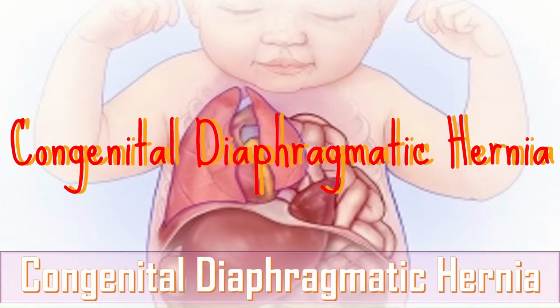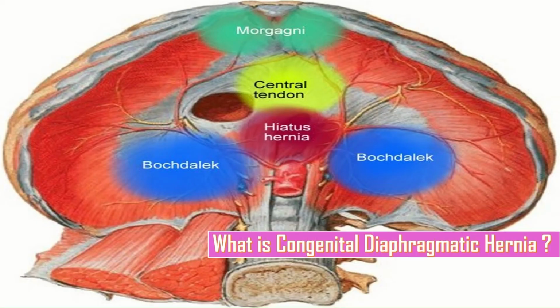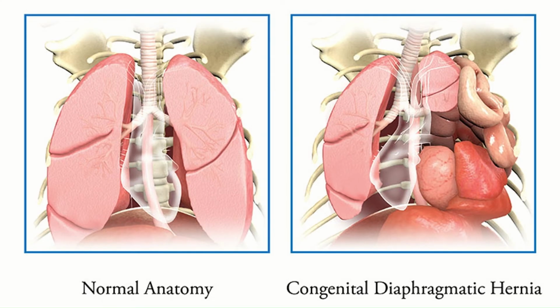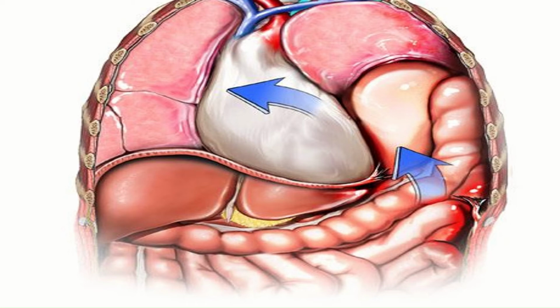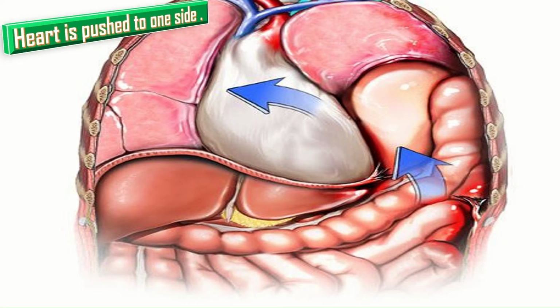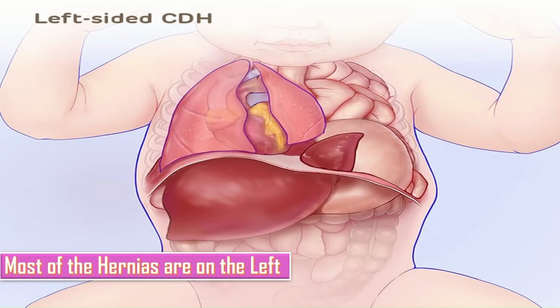Congenital diaphragmatic hernia is a fetal anomaly in which there is a gap or defect in the muscles that make up the sheath that separates the chest from the abdomen, known as the diaphragm. As a consequence, some of the structures that are normally in the abdomen, such as stomach, intestines, and sometimes the liver, push through this gap into the chest. Because of these additional structures in the chest, the baby's heart is pushed to one side and the lungs may not develop as well. Most of these hernias are on the left, but they may also occur on the right side.